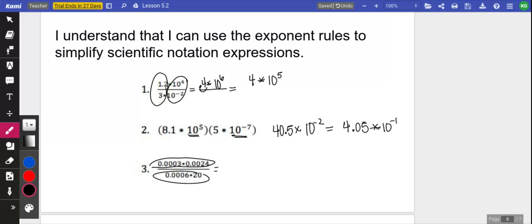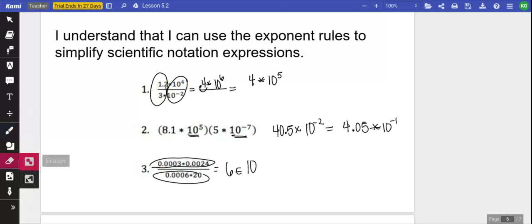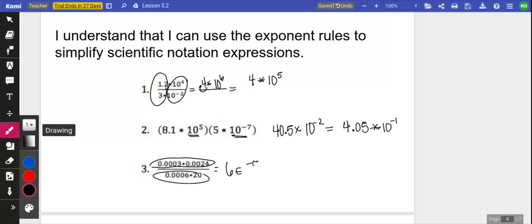And it gives me, actually in scientific notation on my calculator, it looks like this. Oops, doesn't give me the 10. And so this tells me it's exponential notation. So it's 6 times 10 to the negative 5th. So I'm wondering if I put these two into my calculator, if it would give me scientific notation: 8.1 times 10 to the 5th, 5 times 10 to the negative 7th. Nope, it didn't. Okay.